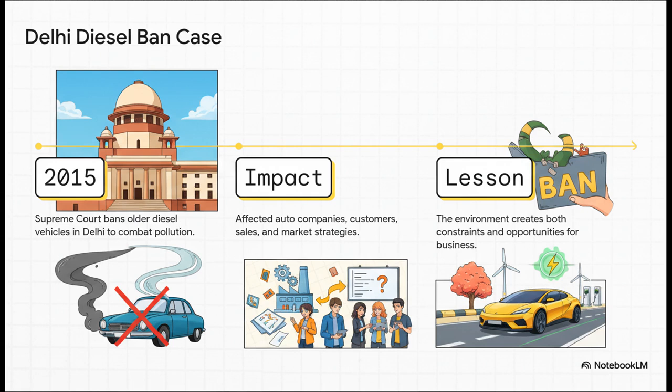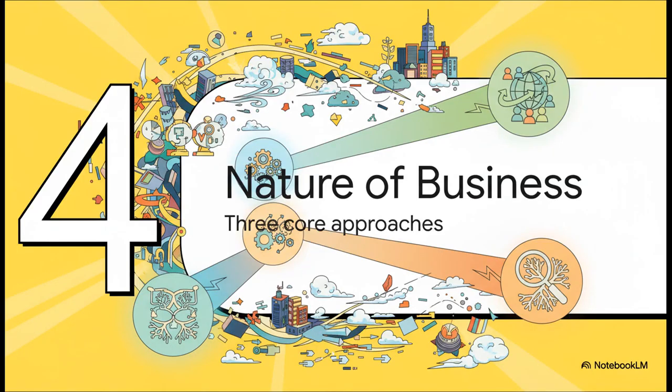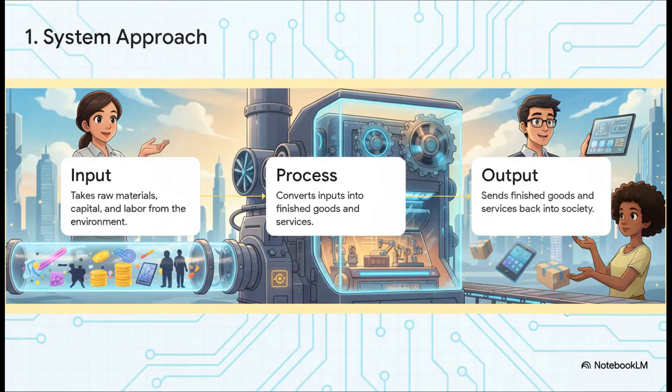And this really shows you a key lesson. The environment creates both problems, like the ban, and new opportunities, maybe for electric vehicles, for instance. So how should we really think about the relationship between a business and its environment? Well, people have come up with 3 main ways to look at it. 3 different lenses, you could say, to understand this whole dynamic. The first one is the system approach.